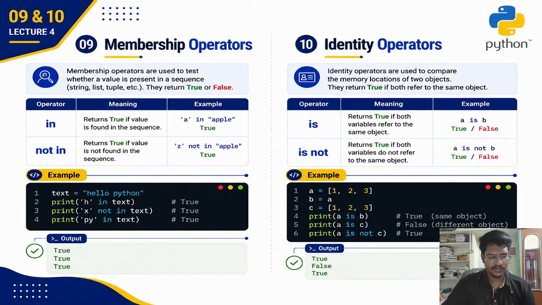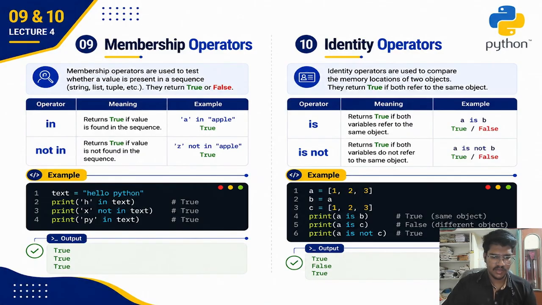In the first, the in operator returns true if the value is found in the sequence, and the not in operator returns true if the value is not found in the sequence.